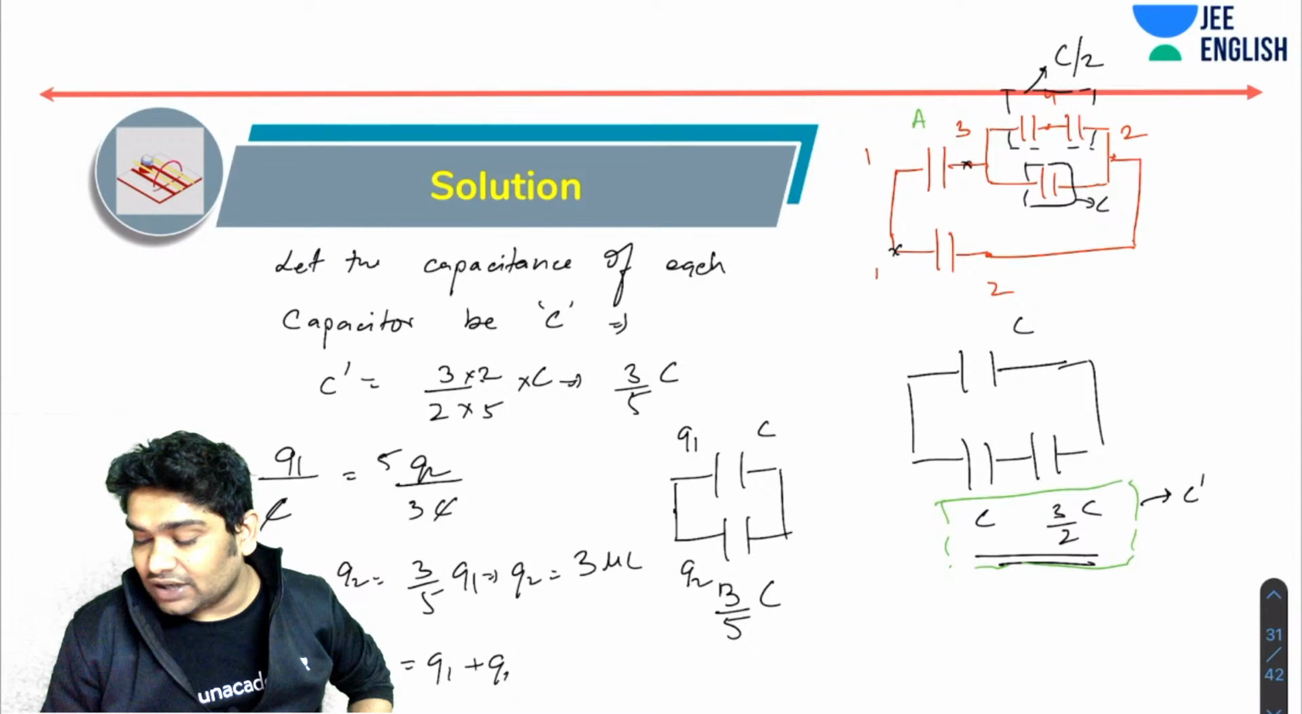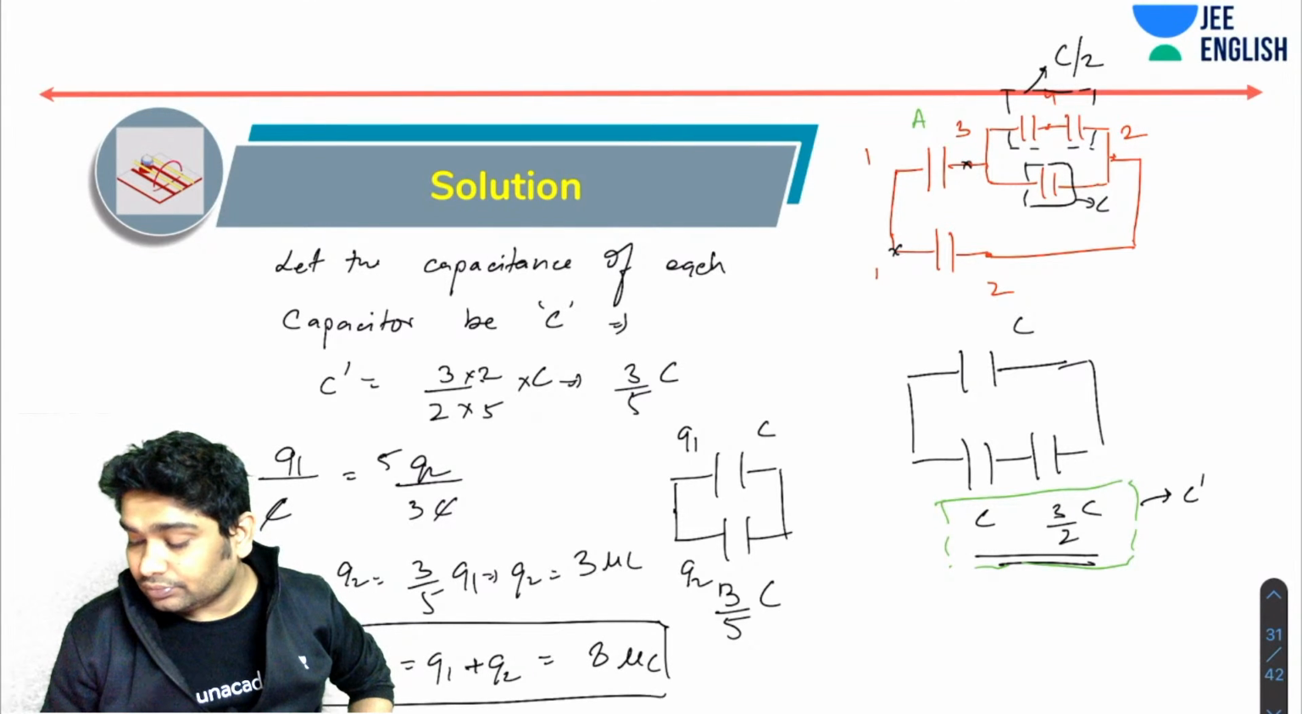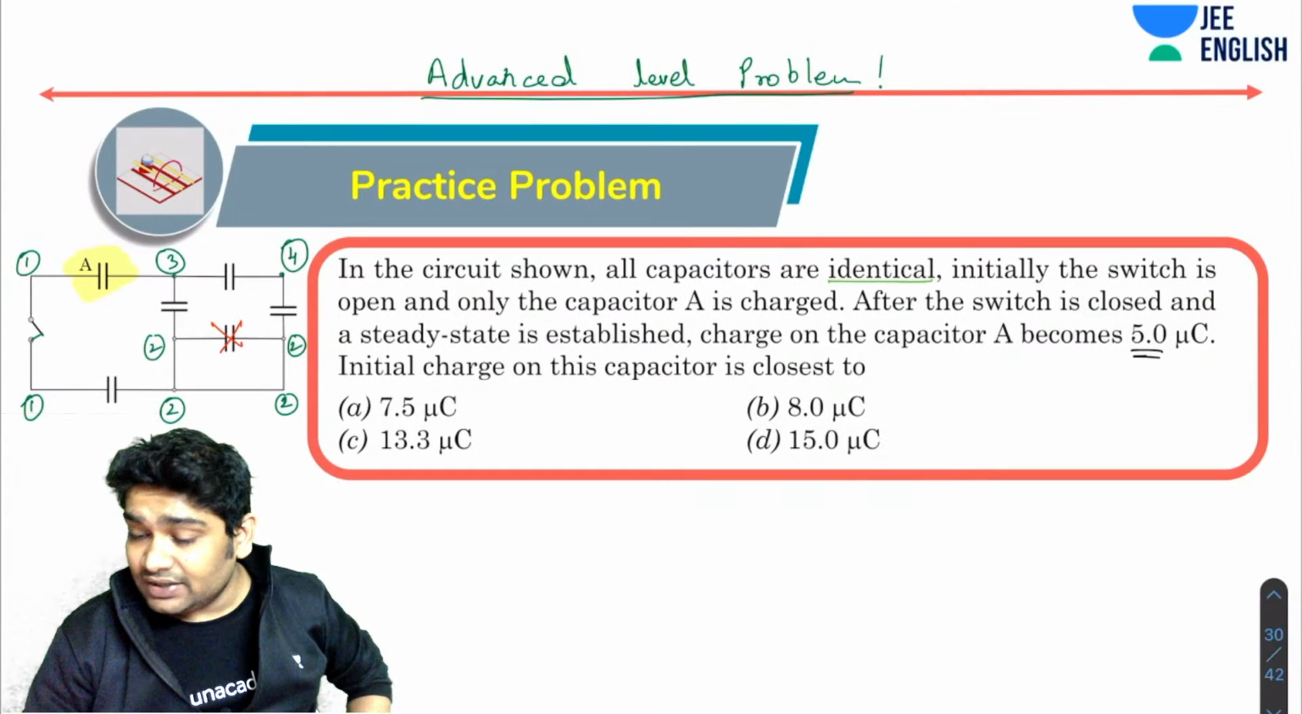All the charge was residing on capacitor A. So the answer would be 8 microcoulombs. Okay, so B is your correct answer.